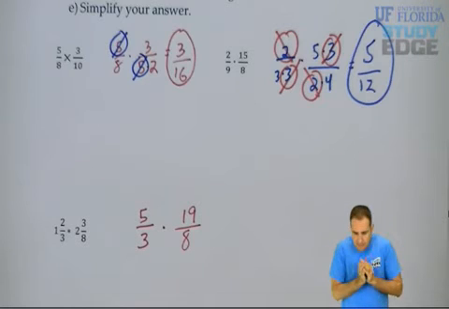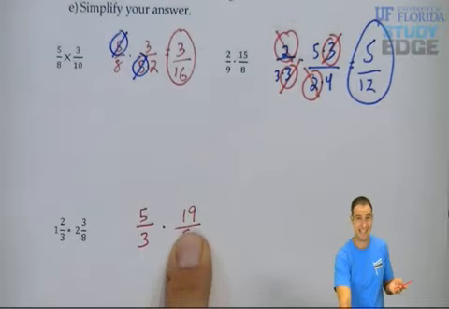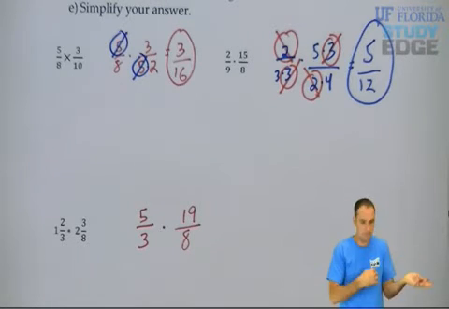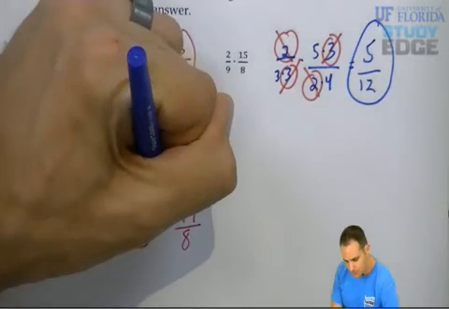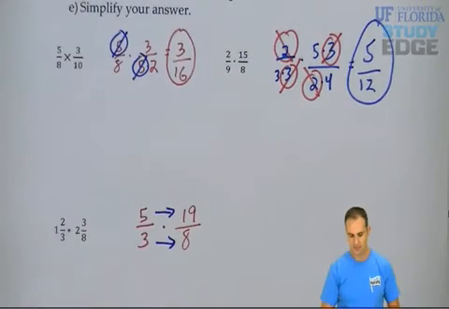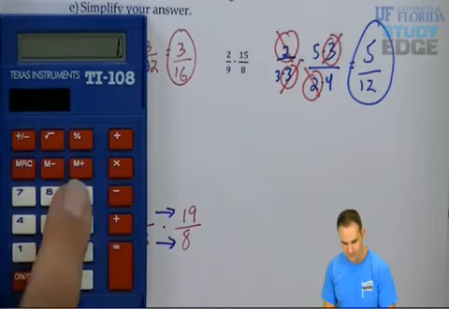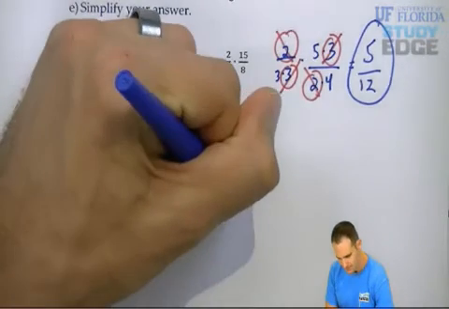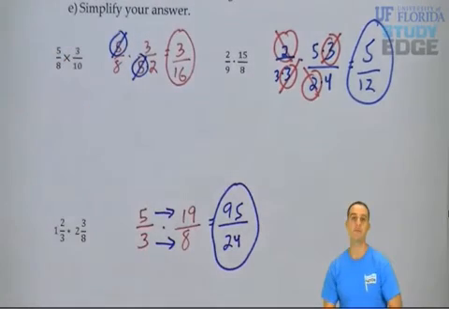In this case, I don't see any common factors. Like 5 I can't factor anymore, 3 I can't factor anymore, 19 I can't factor anymore. 8 is 4 times 2, or 2 times 2 times 2, but nothing is going to simplify here, which means I would just multiply the numerators together and multiply the denominators together. 5 times 19, let's go ahead and use our calculator here. 5 times 19 will give me 95. And 3 times 8 is going to be 24. And that would be my answer.